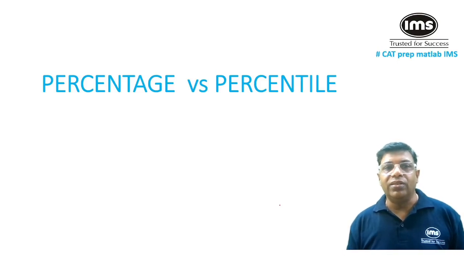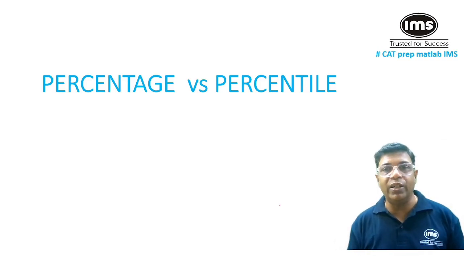Today we'll discuss the difference between percentage and percentile. बहुत सारे ऐसे student हैं who do not write CAT because they think to get 99 percentile in CAT they have to score 99% marks. So that's a big myth that prevails among a lot of future CAT aspirants.